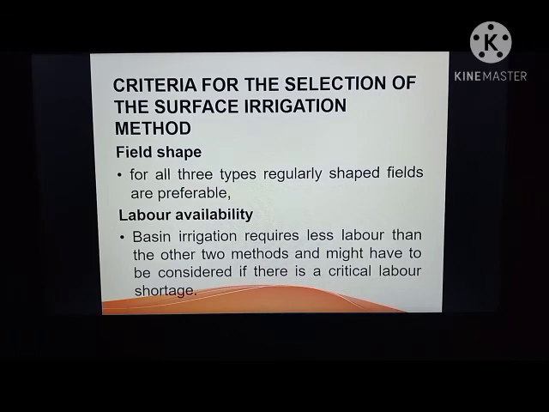Next is the field shape. For all three types, regularly shaped fields are preferable. Labor availability. Basin irrigation requires less labor than the other two methods. So basin is more preferable if the site is critical in labor, where there is a labor shortage. We are recommending the basin irrigation.